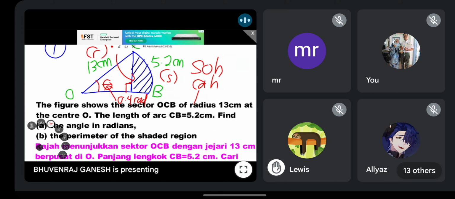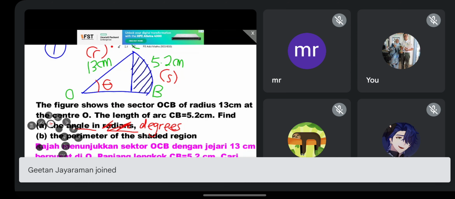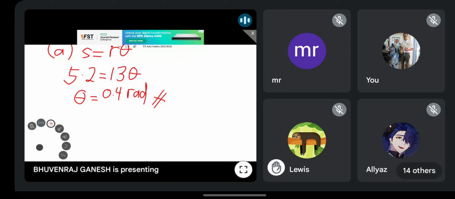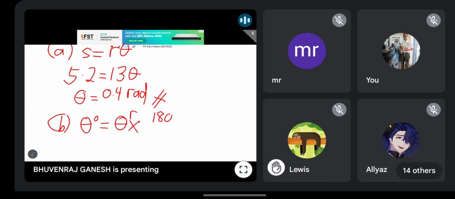Okay, saat saya padam. Okay, so kamu kena tukar yang ni lah untuk bahagian B. So you can write theta dalam darjah sama dengan theta dalam unit radian kali dengan 180 darjah bahagi pi. Ini cara untuk convert. Okay, yes, correct. So 0.4 times 180 bahagi pi.